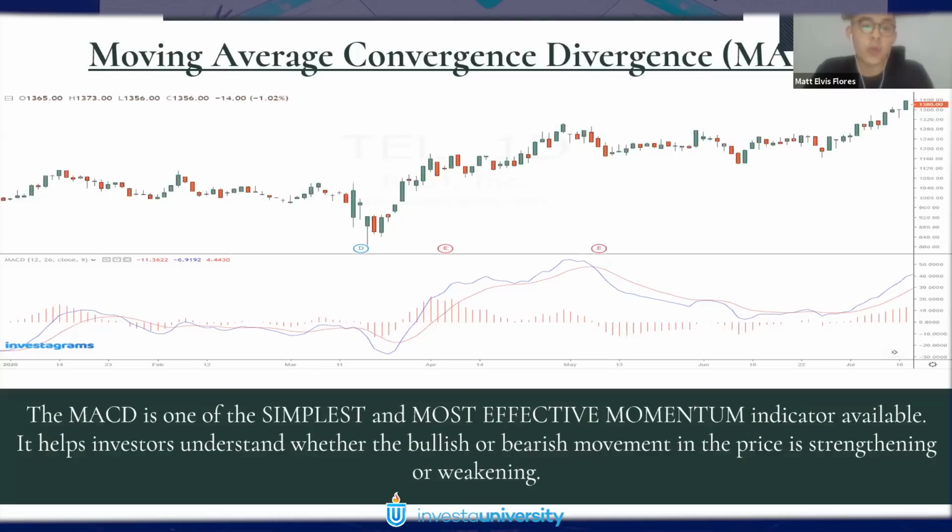So MACD is one of the simplest and most effective momentum indicators available. It also helps investors understand whether the bullish or bearish movement in the price is strengthening, meaning lumalakas or humihina. Diba? So makikita mo sa MACD.